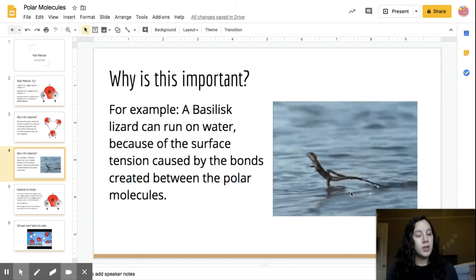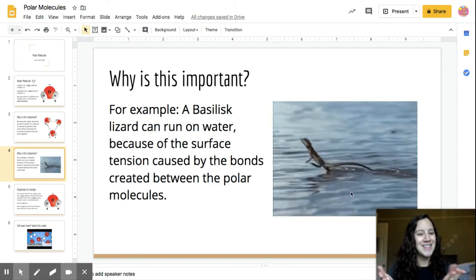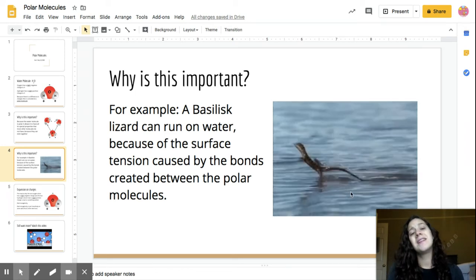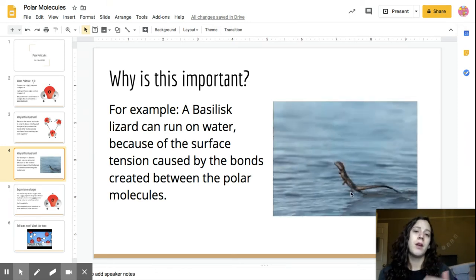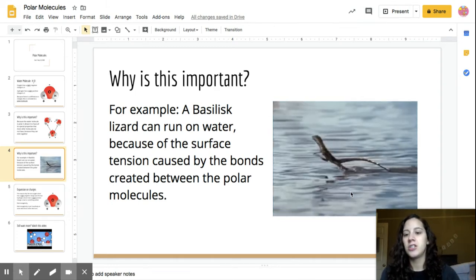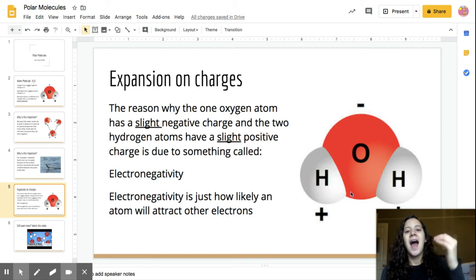And one example is surface tension, and the example I gave you is what's called a basilisk lizard, and it's able to run on water because of the polar molecules and their bonds between each other.